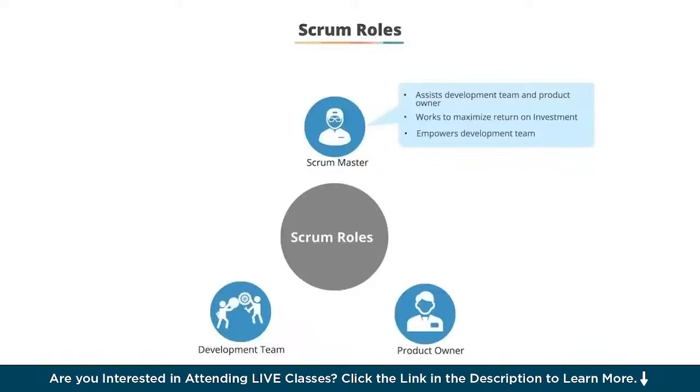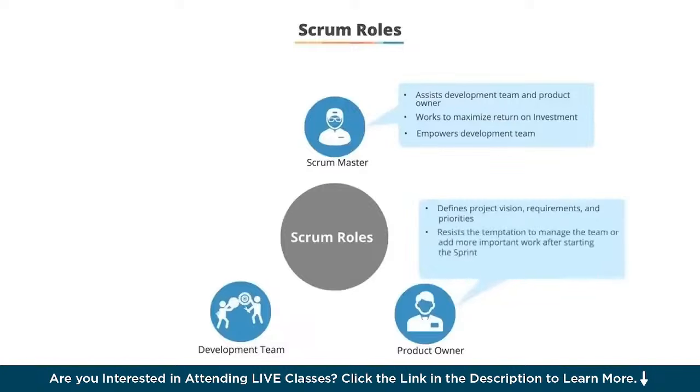The Product Owner is responsible for project success by defining the project vision, requirements, and priorities. The Product Owner has to resist the temptation to manage the team or add more important work after a sprint has begun. The Product Owner has to be willing to make the hard choices during sprint planning.